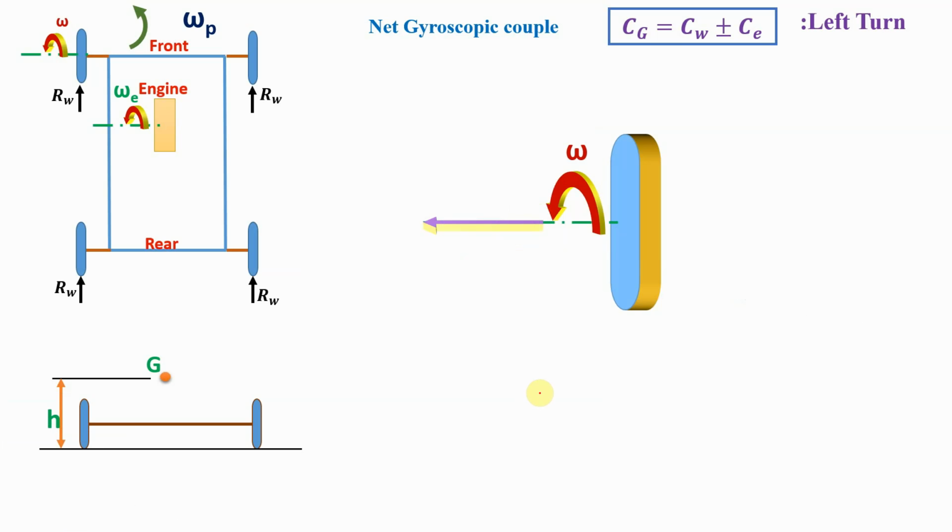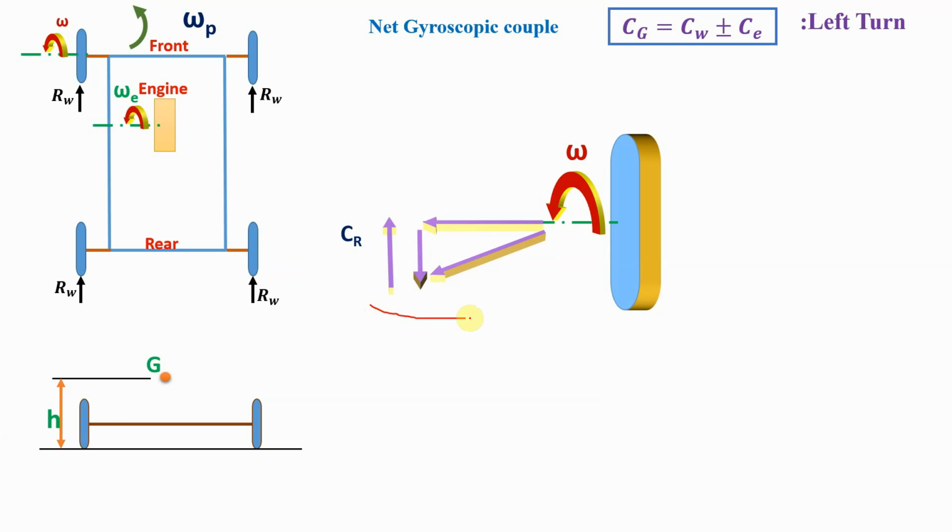Now the vehicle is taking a left turn. When the vehicle takes a left turn, this axis will change its direction like this. This vector will take the new position like this. And the direction of active gyroscopic torque is perpendicular to the spin vector, and it will act in the direction of change in the direction of this spin vector. Reactive torque is opposite to the active torque. We indicate it by CR.